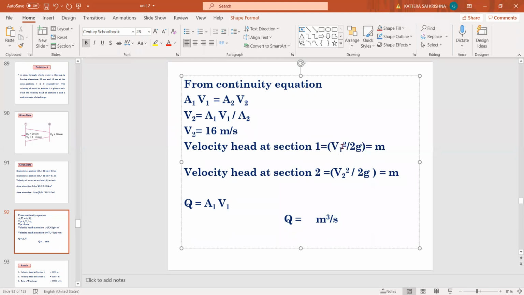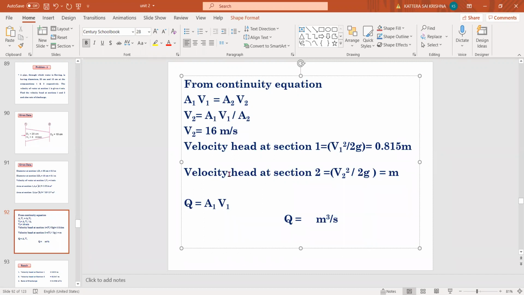So already the V1 value is given to us. What is the V1 value given? 4 meters per second. 4 square divided by 2 into 9.81. So velocity head is 0.815 meters.